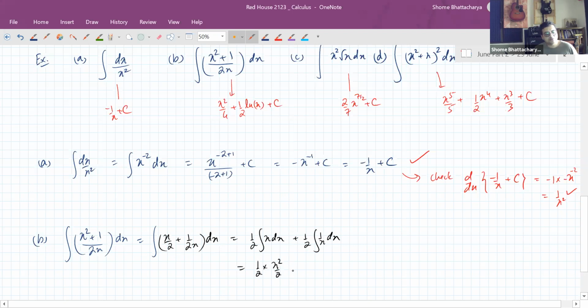So x square by 2. And this is, remember, the exception case, 1 by x. So it's ln x. And you can write a combined constant for the two of them. Because this integration will give us a constant, the second one will give us a constant, but the constants can take any arbitrary real number value. So you just add them and write a single constant c. So finally our answer becomes x square by 4 plus 1 by 2 ln x plus c.